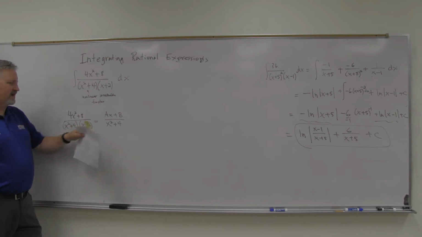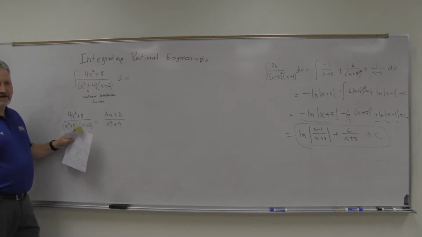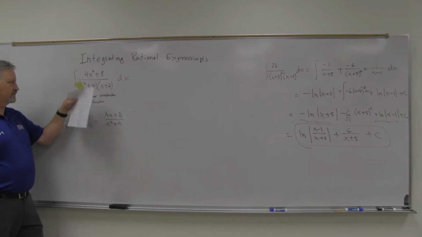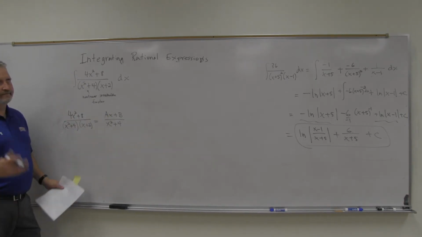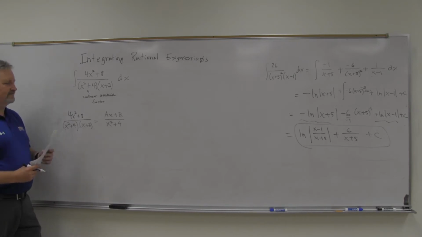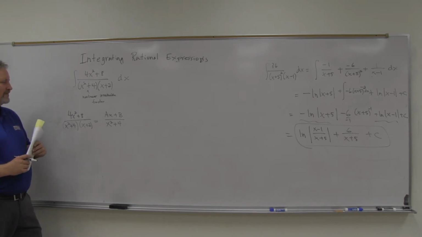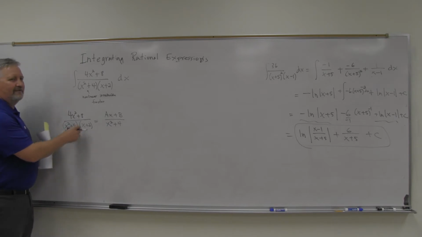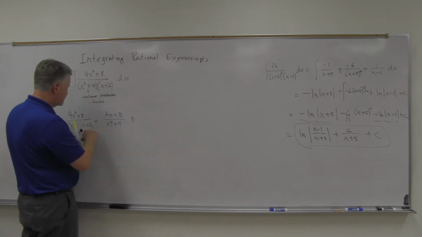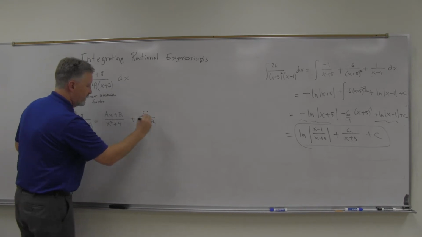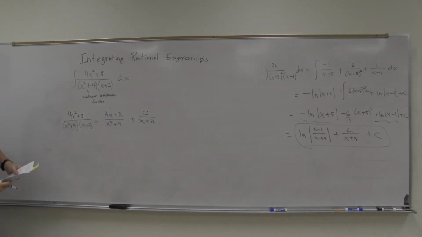So if it was x squared plus 9, or if it was 2x squared plus 9, you still need the same thing, Ax plus B. That's what goes over an irreducible factor. I guess technically we should say it's the second degree, but I don't think they'll get any more complicated than that. All right, so that takes care of that one. So guess what else I need then? For this one, I would need C over x plus 2. Okay? All right.